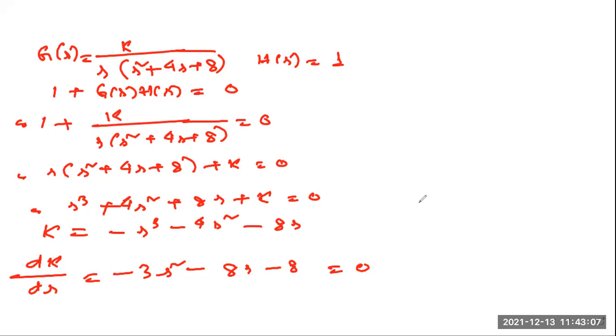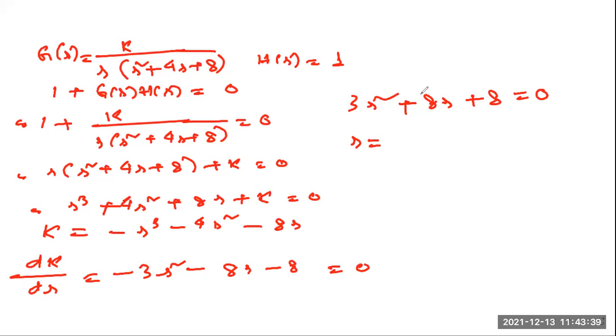How much is the value of s? Please tell me. This is a quadratic equation, 3s square plus 8s plus 8 equals 0. You apply the Sridhar Acharya rule. For a quadratic equation there will be two roots. What are those two roots?